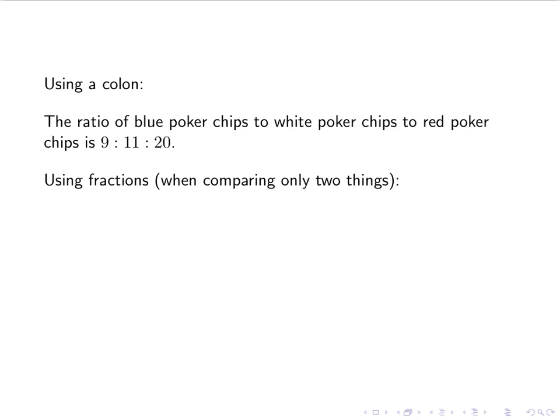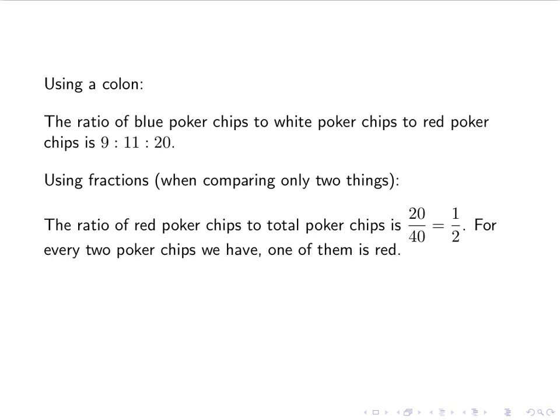And then if there's only 2 things, we can use a fraction. So the ratio of red poker chips to total poker chips is 20 over 40. So there are 40 poker chips in total. 20 of them are red, so 20 over 40. But we know, hopefully, that 20 over 40 is the same as 1 over 2. So this says for every 2 poker chips we have, 1 of them is red.